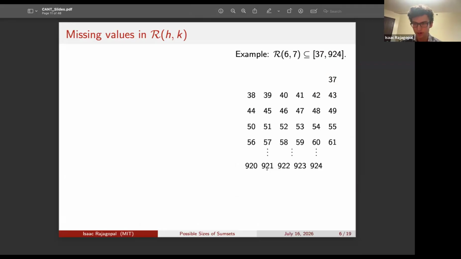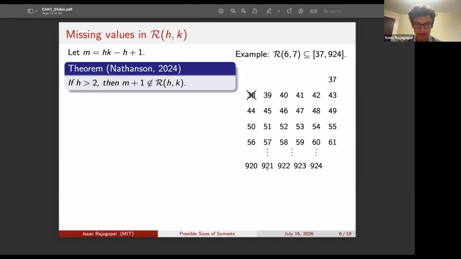And the first work related to R of h,k was by Nathanson, who showed that if we let m be the smallest element of R of h,k, then m plus 1 is sort of like a missing size. It's a gap in R of h,k. That's like how on the last slide, 14 was missing from R of 3, 5.